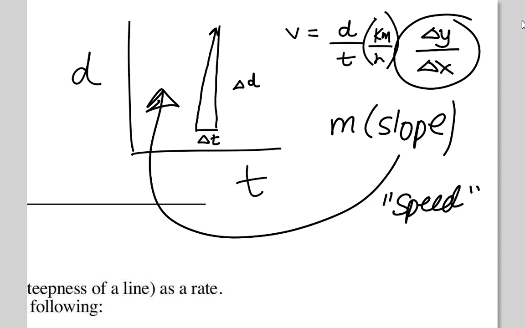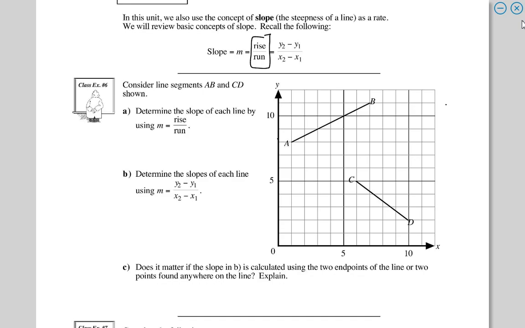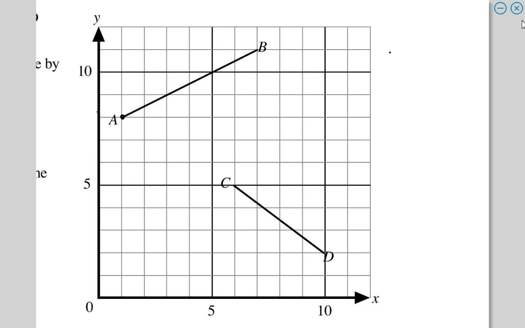Anybody know that one? Acceleration, very nice. How fast is the speed changing? That's acceleration. So there's all types of different slopes, okay? The one that's most famous though is speed. Okay, calculating slope by hand, you need 2 points. Okay, let's go on this graph. Find the point A and find the point B.